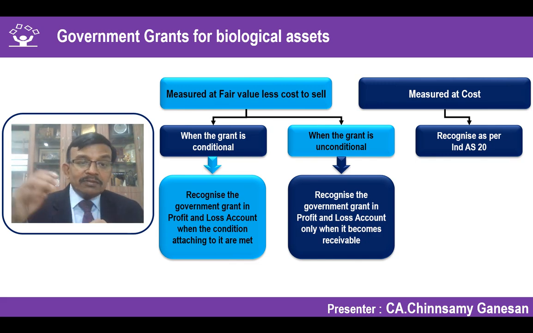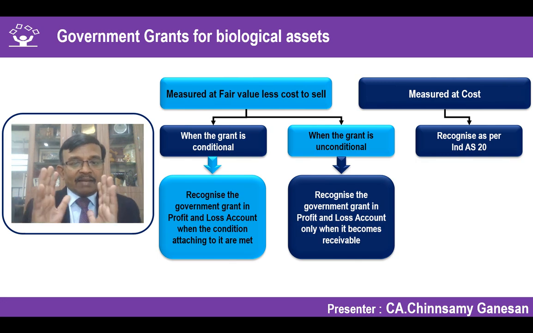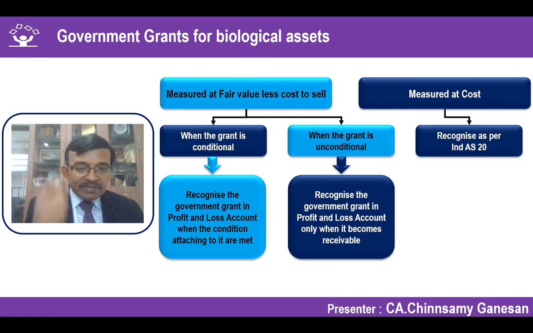We do not go into what the related asset is recognized as, or what the basis is. With fair value less cost to sell, I am not even going through a capital process. I am simply saying that if the conditions are met, I will recognize it. If it is unconditional and receivable, I will recognize it. And it is not adjusted against the carrying amount of the asset, nor set up as a deferred income. That is the biggest difference as per Ind AS 41 on agriculture when we are talking about government grants relating to biological assets.